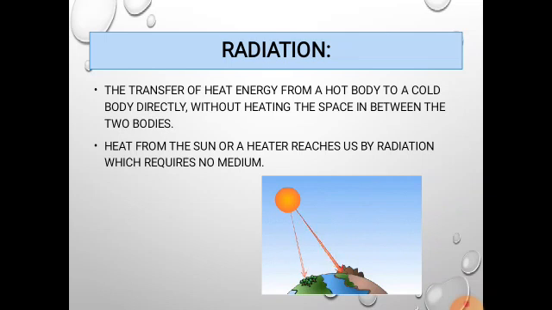This heat cannot reach us by conduction because air is a bad conductor of heat. Similarly, this heat cannot reach us by convection, as hot air rises upward rather than sideways. If we put a cardboard or a plastic sheet between us and the source of heat, we no longer feel warm. So we can say that the heat from the sun or a heater reaches us by radiation, and radiation requires no medium.